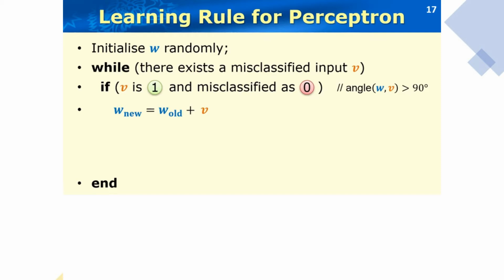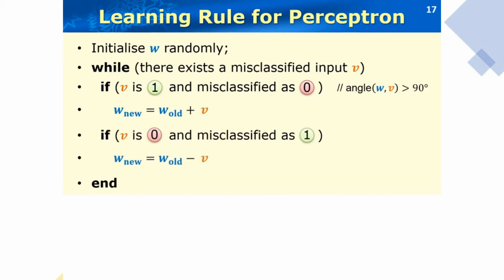Otherwise, if V is negative but misclassified as positive, that is, the angle between vector W and V is less than or equal to 90 degrees, then we use the minus learning rule. We subtract V from old W to get new W. The above loop continues till there is no misclassified points.